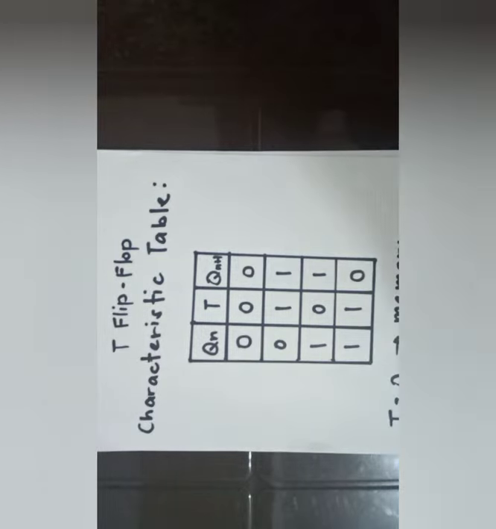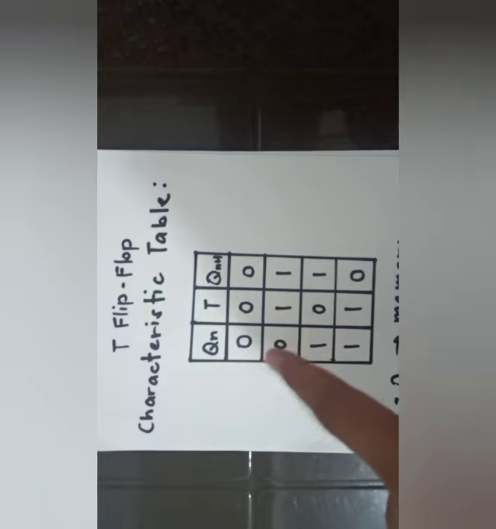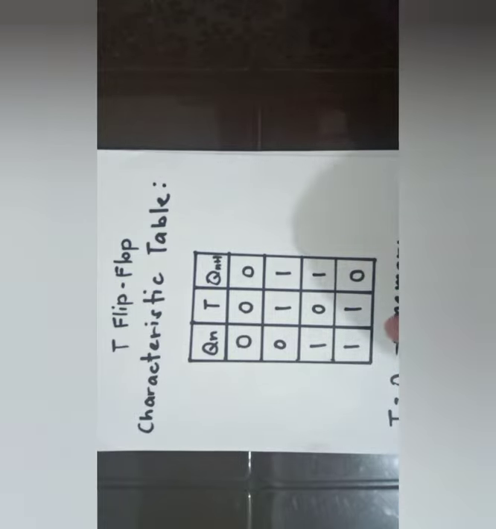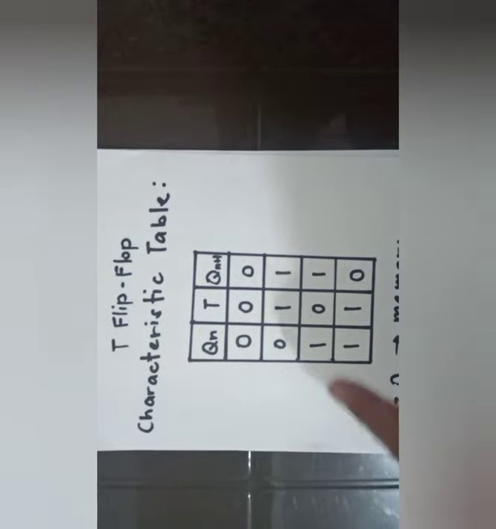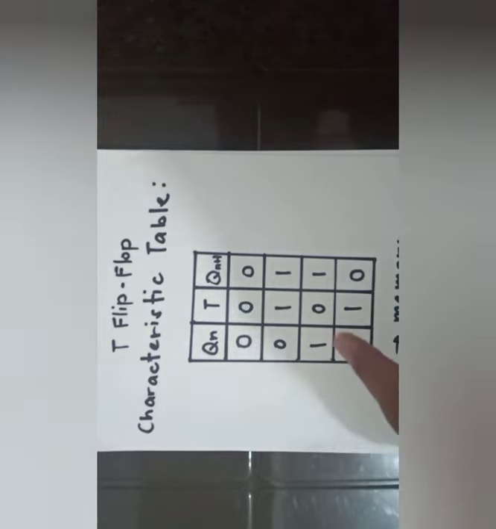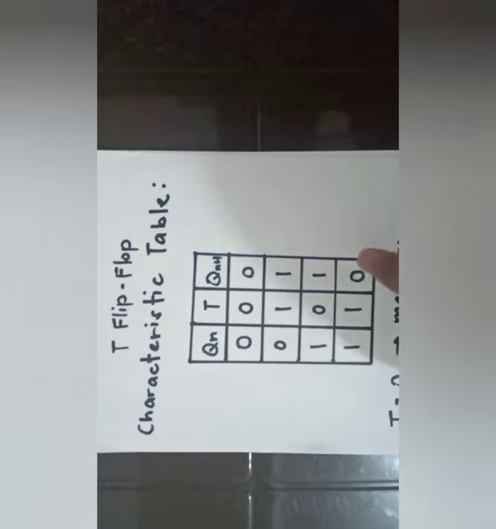If we look at the table, if T equals 0 and Qn equals 0, our Qn plus 1 or Qnext is equal to 0. If T equals 1 and Qn equals 0, then Qn plus 1 is equal to 1. If T equals 0 and Qn equals 1, then our Qn plus 1 is equal to 1. If T equals 1 and Qn equals 1, then our Qn plus 1 is equal to 0.